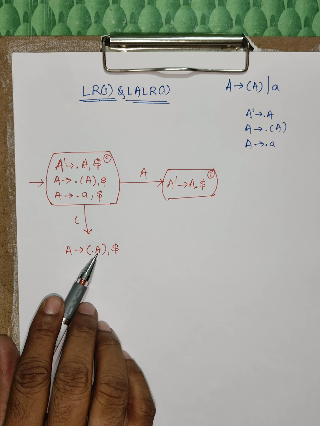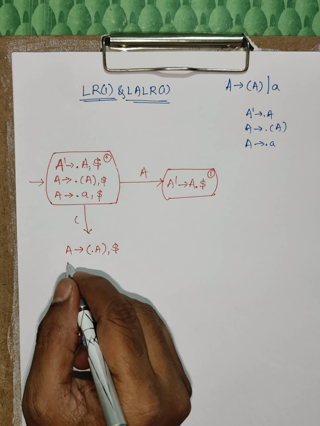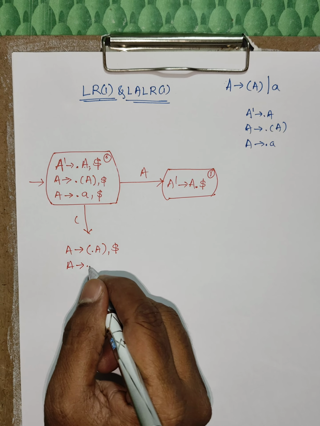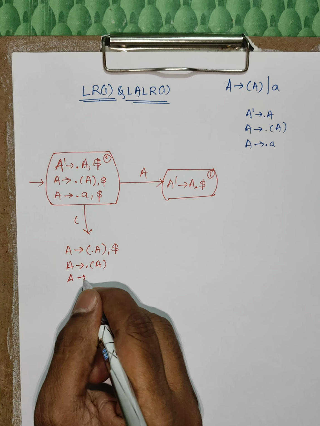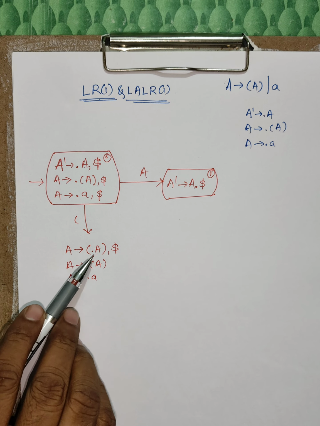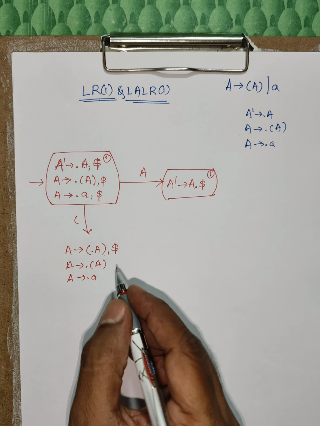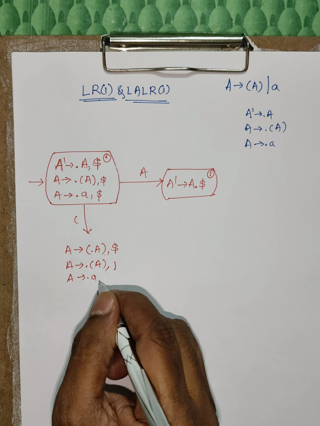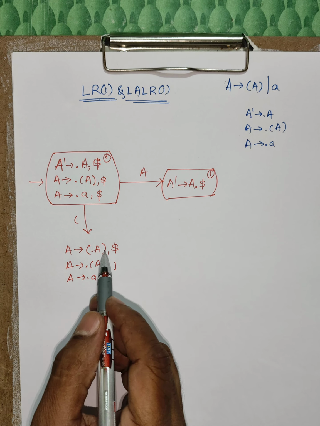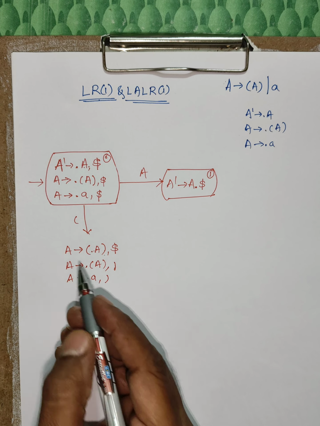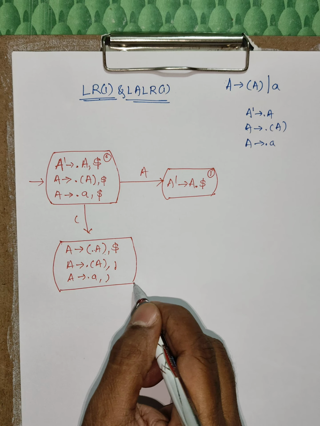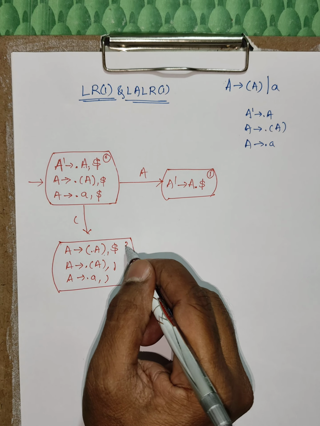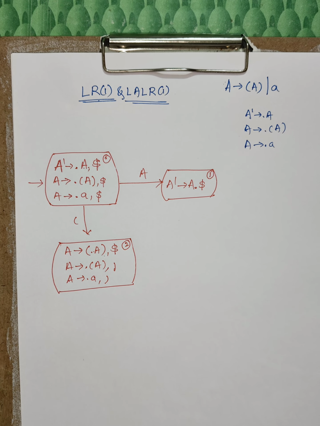After dot, A is a variable, so all productions of A: A produces dot opening bracket A closing bracket, and A produces dot a, and follow of A is closing bracket. Here you can change the lookahead. Follow of A is closing bracket. This is closing bracket. This is state 2.